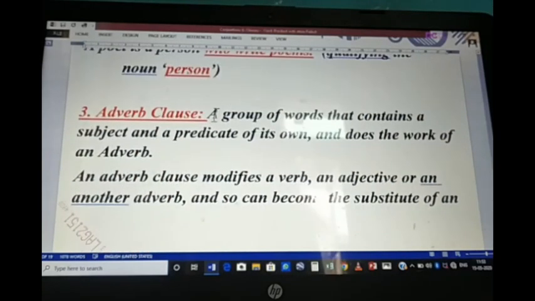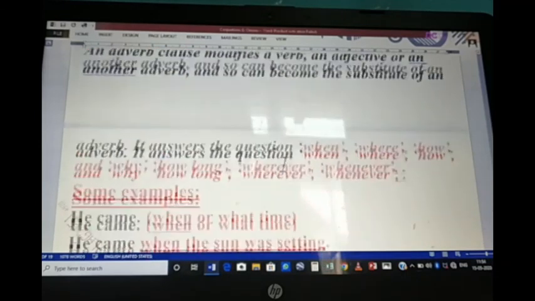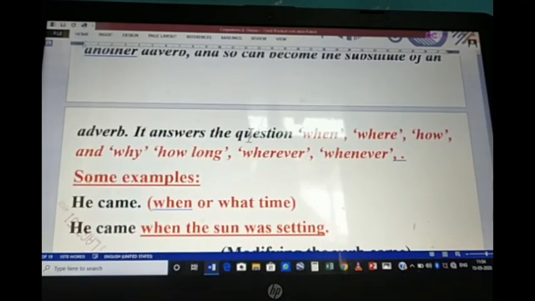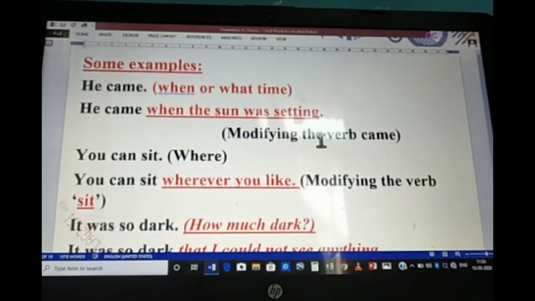The last, third kind of subordinate clause is the adverb clause: a group of words that contains a subject and a predicate of its own and does the work of an adverb. An adverb clause modifies a verb or an adjective or another adverb, and so can become the substitute of an adverb. So it often answers these questions: when, where, how, and why, or how long, wherever, whenever. So my dears, I think it is enough.